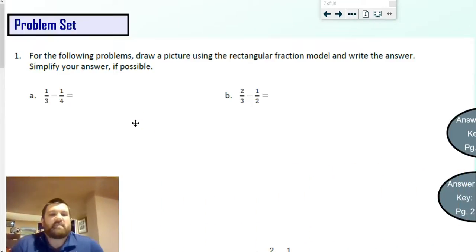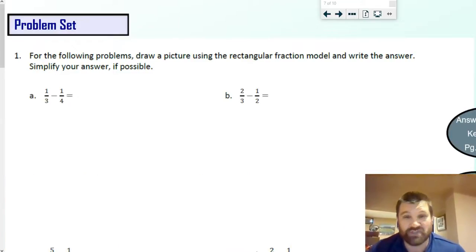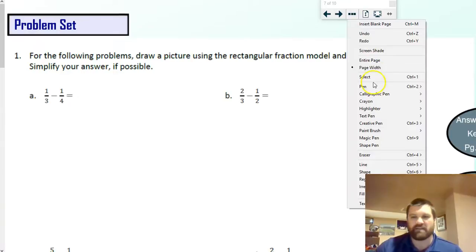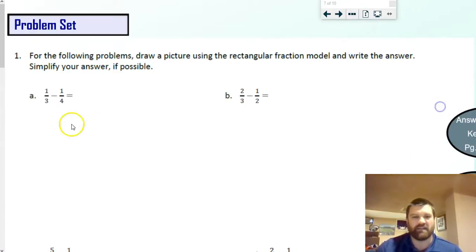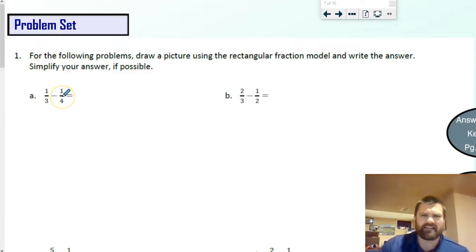For the following problems, draw a picture using the rectangular fraction model and write the answer. Simplify your answer if possible, and that just means put it into its lowest common denominator, if possible. 1/3 minus 1/4. So I can look at that, and I know that 3 doesn't go into 4. We're going to do this the non-rectangular way first, because I think we need to work on it. 3 doesn't go into 4 evenly.